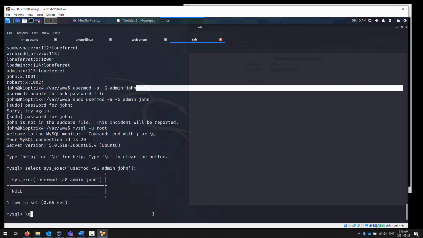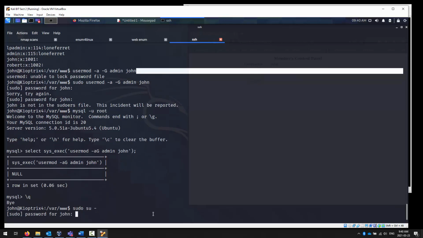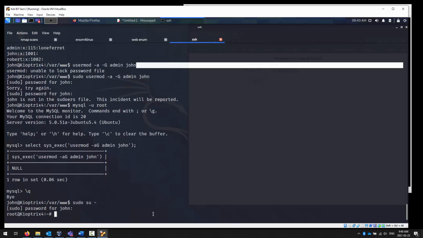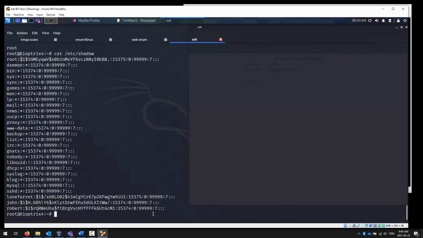Let's try and see if we can now do something with sudo. Password for John, it's not "password", it is "my name is John", is John's password. My prompt is changed. I am root. And again, I can see the shadow file. And if I can see the shadow file, I am probably really in as root at that point. Any questions?